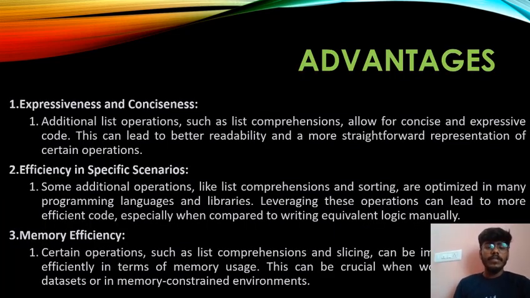The next, advantages: expressiveness and conciseness. Additional list operations such as list comprehensions allow for concise and expressive code. This can lead to better readability and more straightforward representation of certain operations. Efficiency in specific scenarios. Some additional operations like list comprehensions and sorting are optimized in many programming languages and libraries. Leveraging these operations can lead to more efficient code, especially when compared to writing equivalent logic manually.